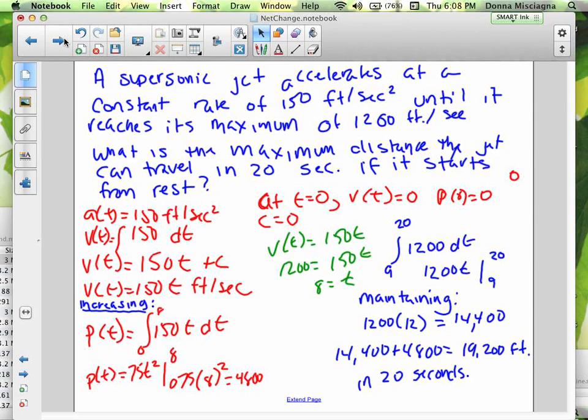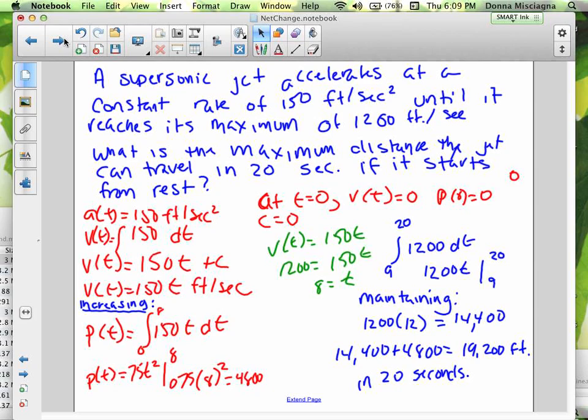So that if t is 0 and v of t is 0, well, c is going to be 0 too, right? This isn't like sine and cosine. So v of t is 150t feet per second. All right, so now if we integrate that, we've got to be careful here. We need to make sure that we know when it's increasing and when it's maintaining, right? Because it's going to go until it reaches its maximum of 1200 feet per second, right?